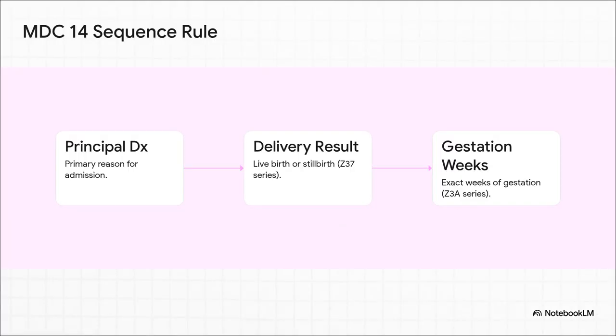For MDC 14, you absolutely have to follow a strict sequencing protocol. Step 1 is always your principal diagnosis, the primary reason for the admission. But steps 2 and 3 are where coders often trip up. You have to sequence mandatory secondary codes: the outcome of delivery, meaning whether it's a live birth or stillbirth, from the Z37 series, and the exact weeks of gestation from the Z3A series. If you miss that gestational age or the delivery outcome, the DRG grouper will stall out. It completely breaks the grouping logic because the system literally cannot calculate the risk or resources without that vital timeline.